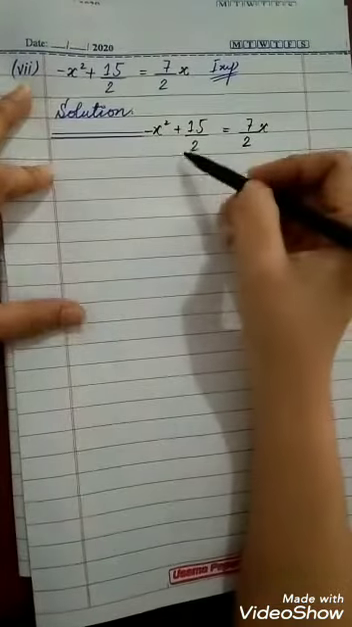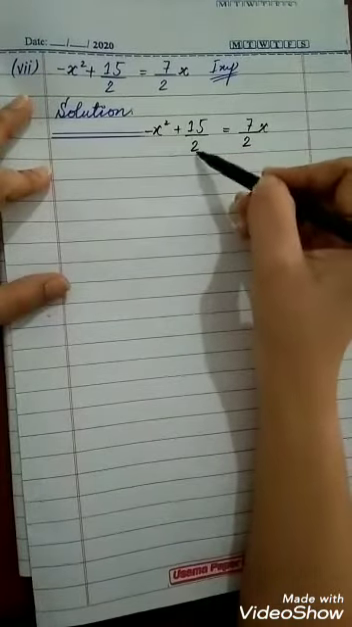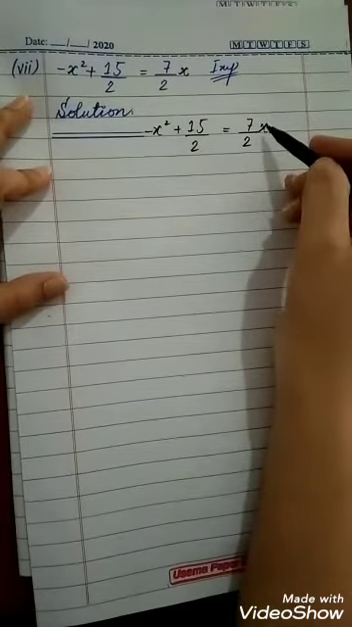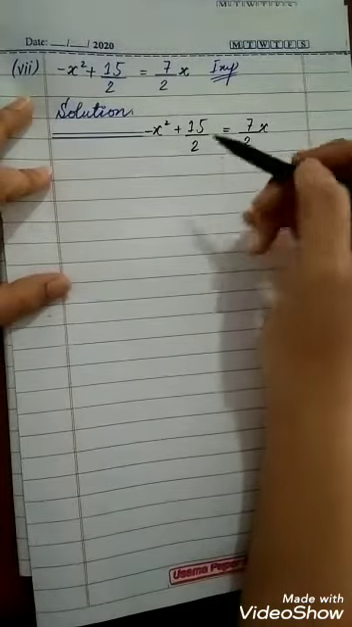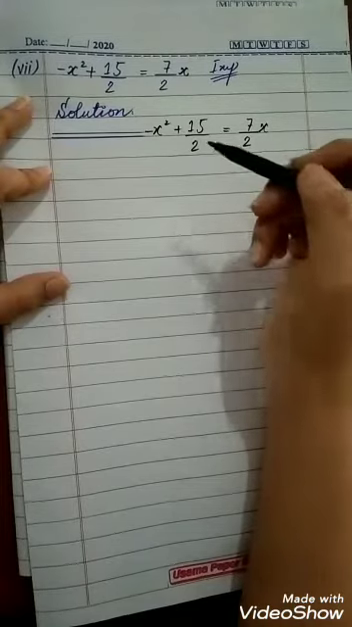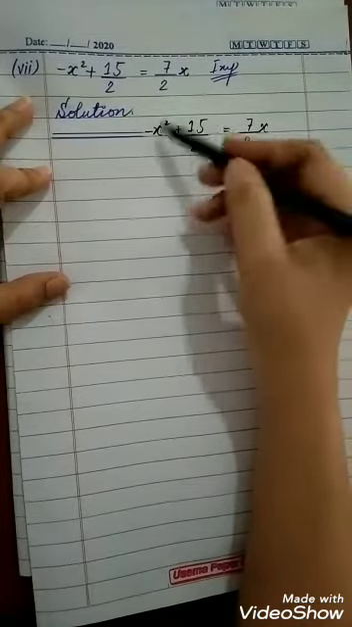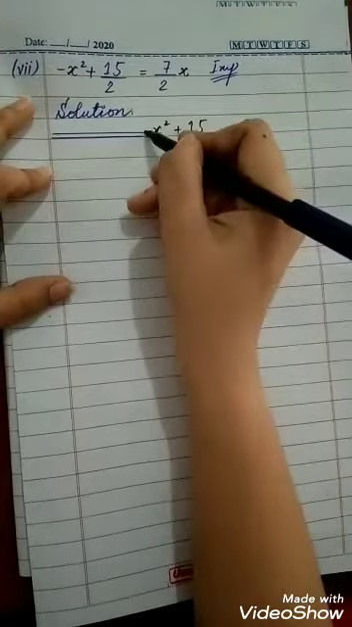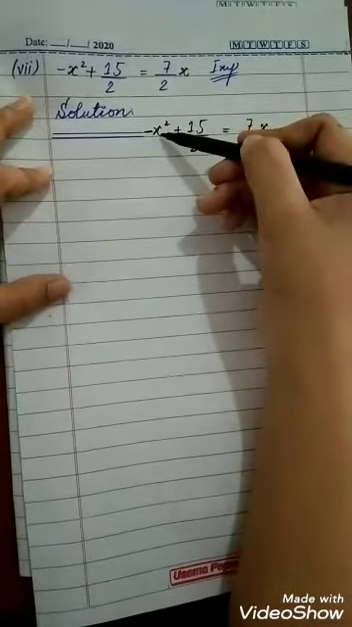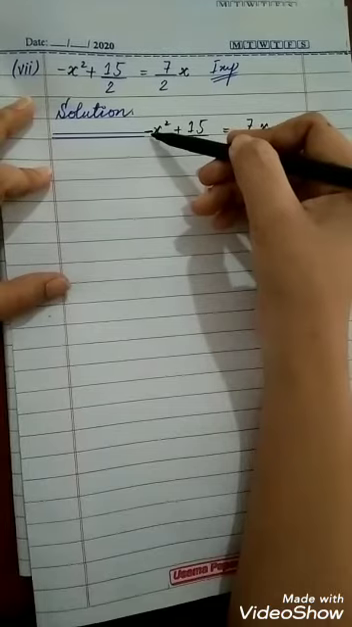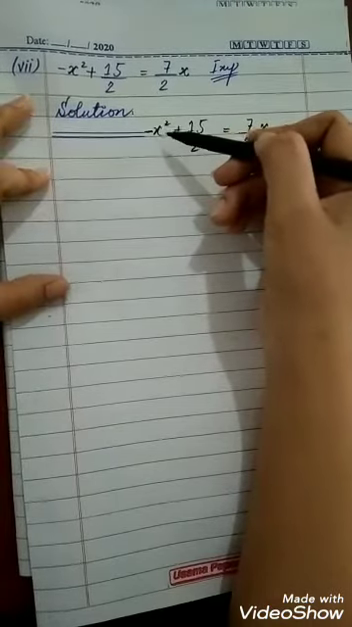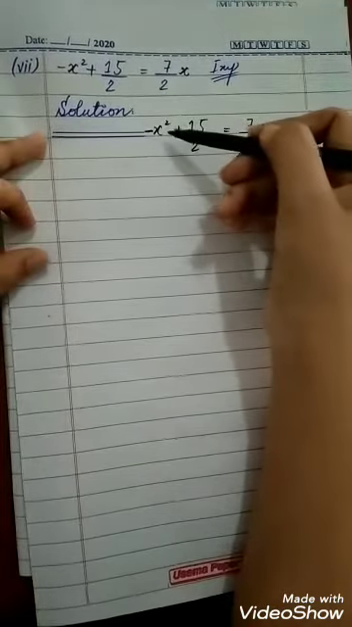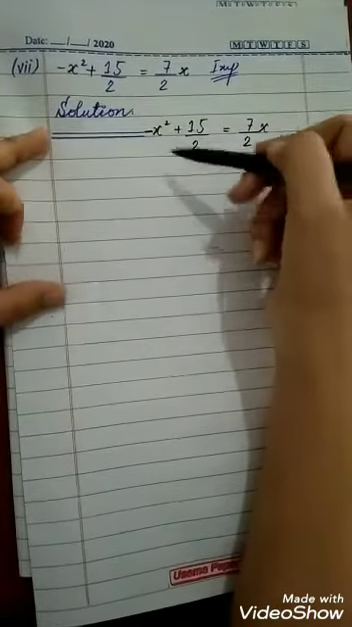First, what is question number 7? Question number 7 is x square plus 15 by 2 is equal to 7 by 2 x. To solve it by completing square, first of all it should be a proper quadratic equation in general form, but that is a quadratic equation but not in general form. So what to do? That is a negative value with x square, we will try to make it positive so that we can solve our question in an easy way, otherwise it will create some problems for us.